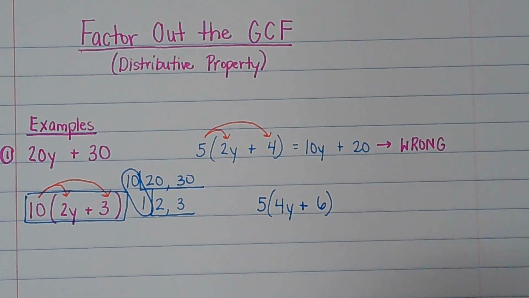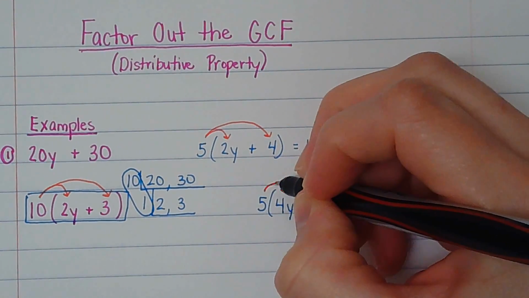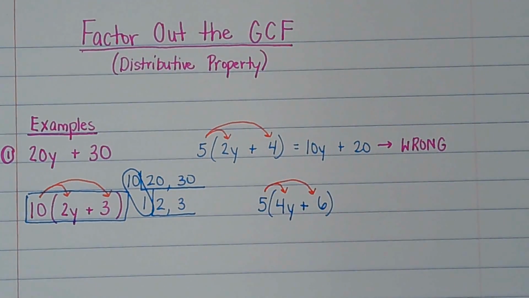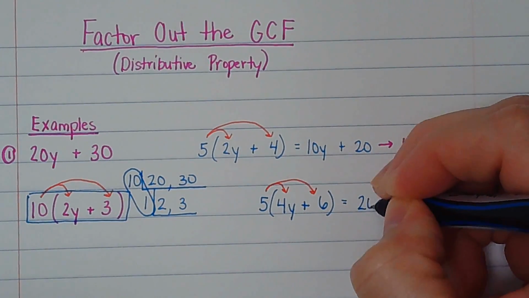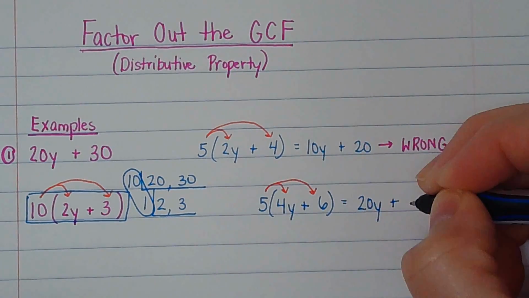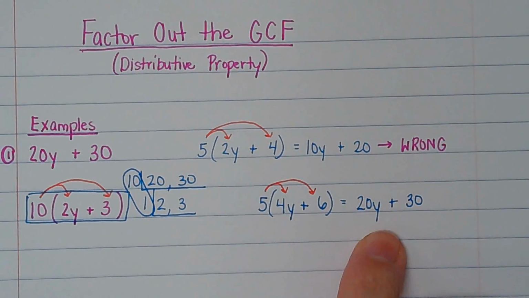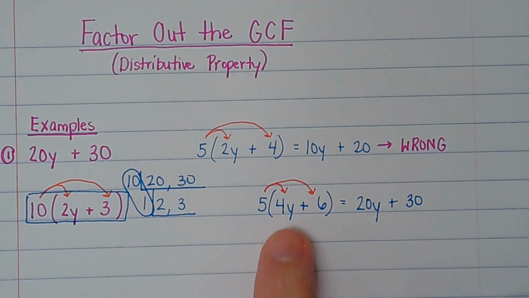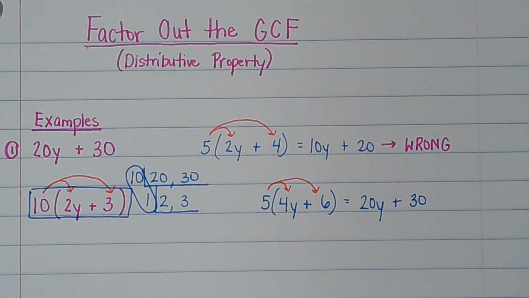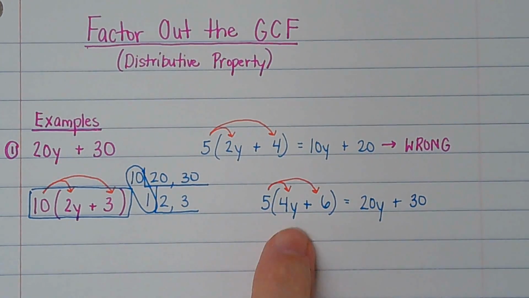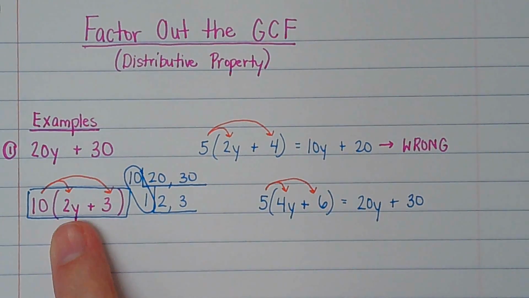Well, let's do the distributive property and see if it works out. So if I do 5 times 4y, 5 times 4y is 20y, and then 5 times 6 is 30. This matches this. So why is this not the answer? Well, this is not the answer because it wants you to factor out the GCF. You have to find the GCF. Now, if the question's really vague and it says, just find the equivalent expression, then yes, this would be right. But it wants you to factor out the GCF, so 10 has to be the one that's on the outside.